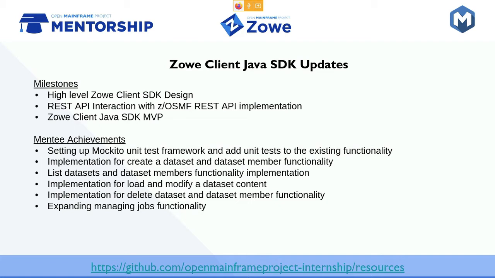For my achievements, I was able to set up Mockito unit test framework and was able to add unit tests to the existing functionality. I was also able to implement the functionality of creating a dataset and its members, listing dataset and its members, and deleting a dataset and its members. We also have the functionality of loading and modifying a dataset's content. And to some extent, I was also able to expand managing jobs functionality.